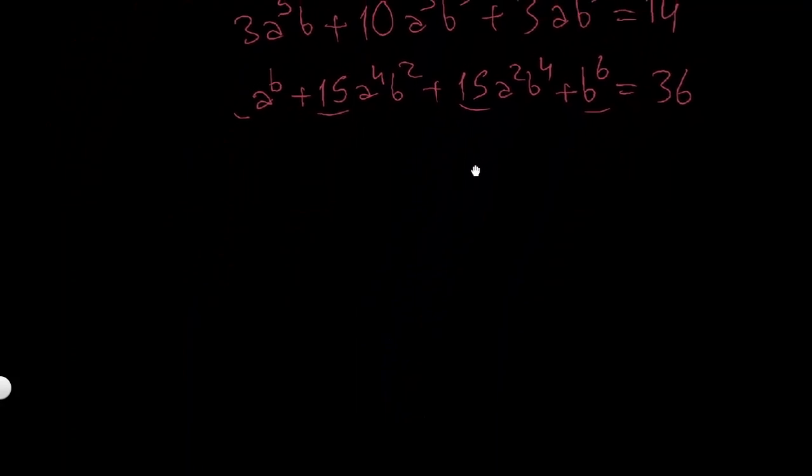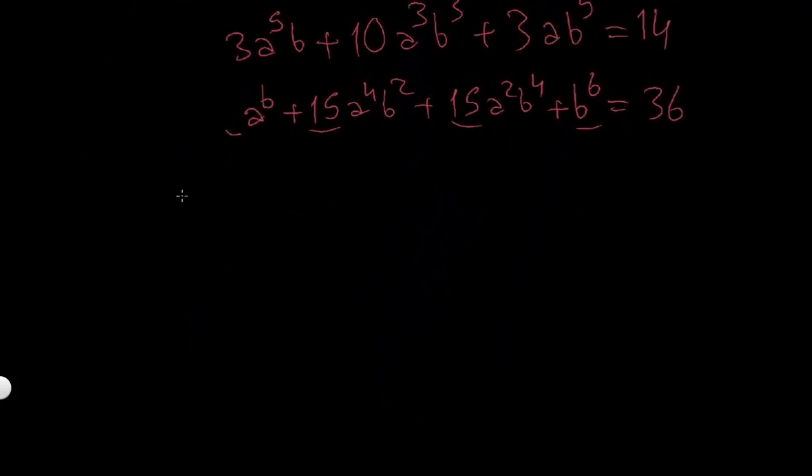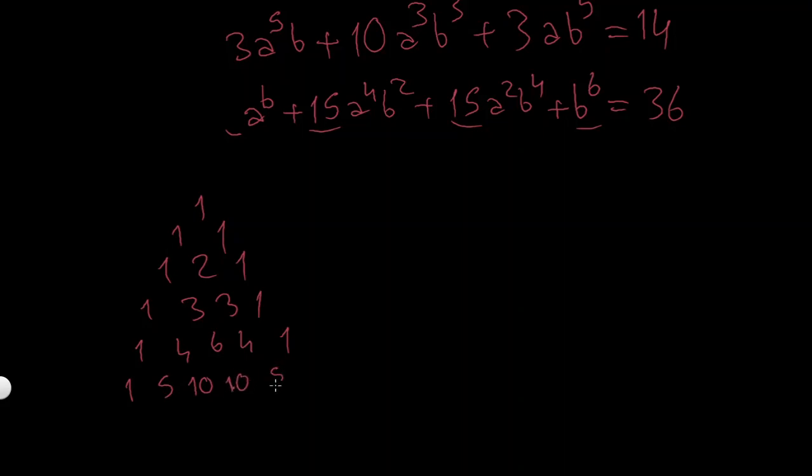So let's write the Pascal triangle and see what's going on. I have 1, 1, 1, 2, 1, 1, 3, 3, 1, 1, 5, 10, 10, 5, 10. I'm almost there. 1, 6, 15, 20, 15, 6, 1. So I know that this is for the powers of 2, 3, 4, 5, 6. So this is for the powers of 6.